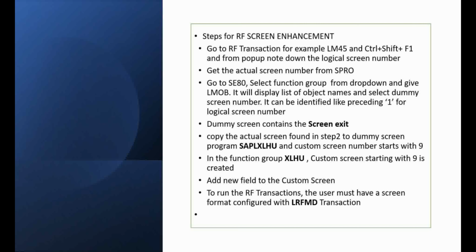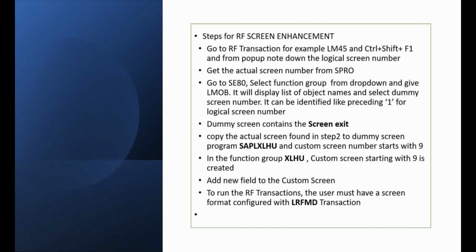The dummy screen looks like 1 followed by the logical screen number. For example, if the logical screen number is 650, the dummy screen will look like 1650. If you open the dummy screen, we can see the screen exit, and also a program name, SAPLXLHU. Then we have to copy the actual screen.